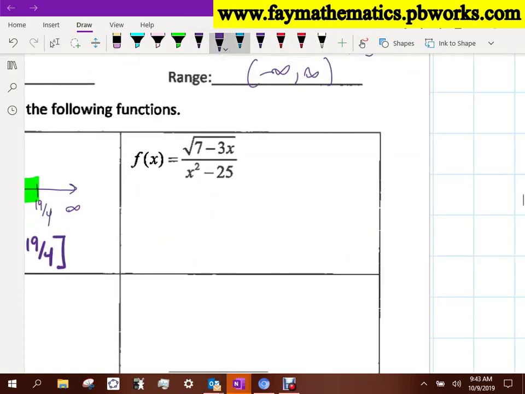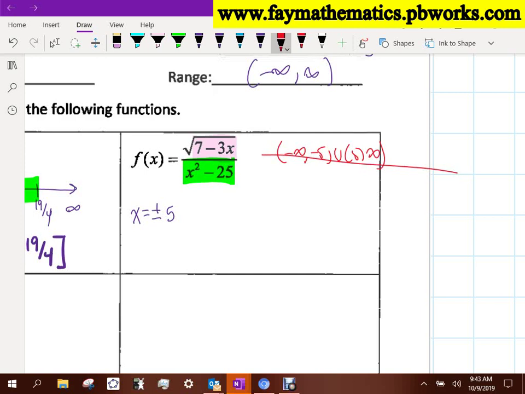Okay, so this one, what's the issue here? Can't divide by 0. So I think everybody can argue that that's positive -5, right? Is there a concern here? Yeah, okay. A lot of people wrote their answer as like negative infinity up to -5, union 5 to infinity. That's wrong, okay? Because you've got an issue here. You got 7 minus 3x has to be greater than or equal to 0, right? When I do that, I get x to be less than or equal to 7/3 when I solve that.